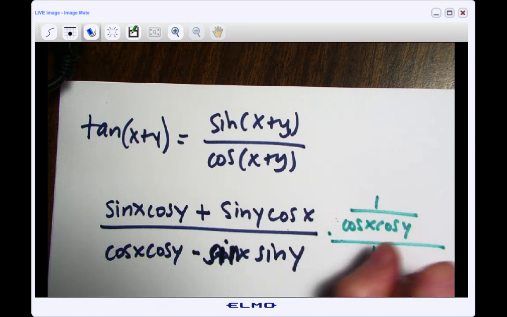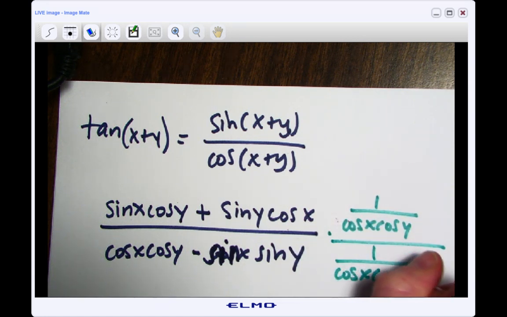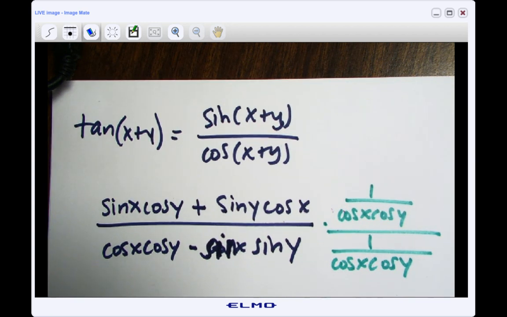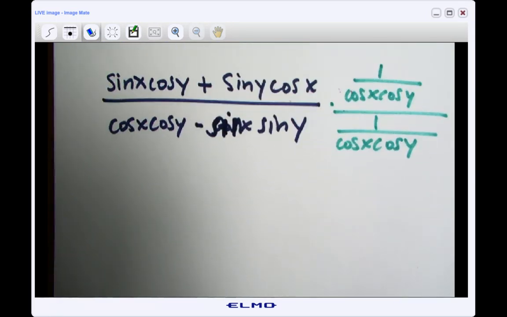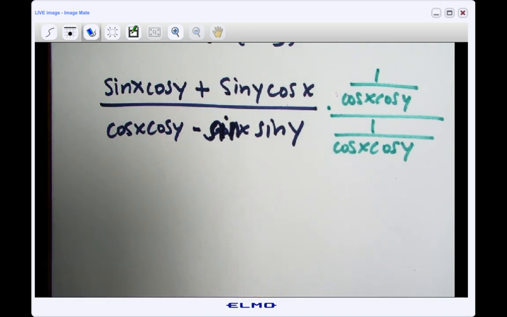It's the same reason I do that in my identities. I know where I'm trying to get to because I have the benefit of already having seen the formula before. I'm not coming up with it brand new out of my brain, so I have a little bit of an advantage. I know that if I'm trying to get this term to be a 1, I can do it by multiplying by 1 over cosine x cosine y, or in other words, dividing everything by cosine x cosine y.